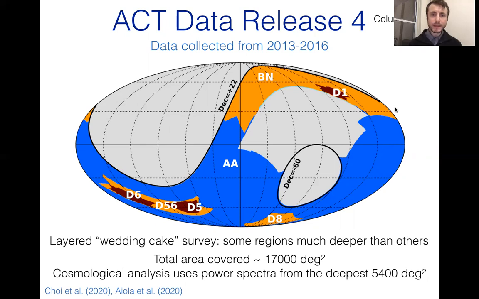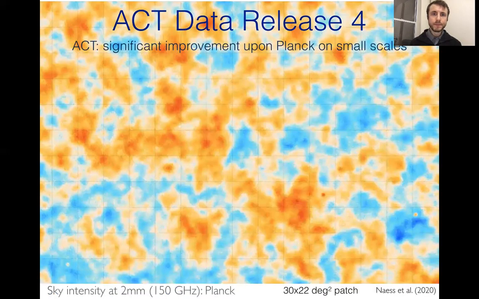So ACT DR4 comprised this wedding cake survey strategy. So we have a few regions that are much deeper than others. The ones labeled deep 5, 6, deep 5, deep 6, deep 1, those are the deepest regions with lower instrumental noise. And then we have these wider scans that covered a big chunk of sky. The total sky coverage is about 17,000 square degrees, but the cosmology analysis using the power spectrum from this data release is in the deepest 5,400 square degrees. So just to give you a taste of the data, here is a patch of sky covering about 600 square degrees.